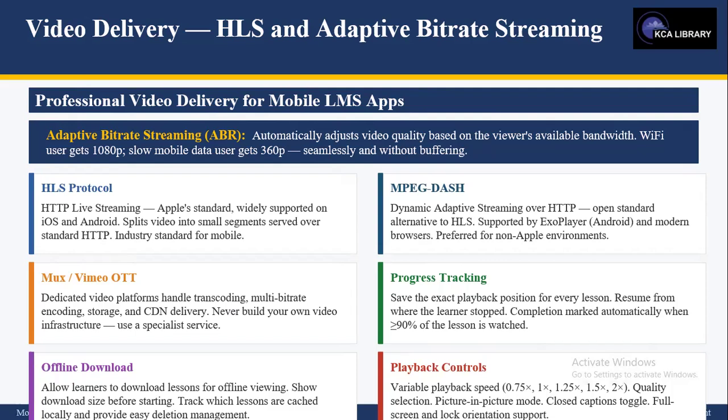Video is often the core of an LMS, and it must be delivered reliably. We use adaptive bitrate streaming, or ABR, to automatically adjust video quality based on the user's available bandwidth, preventing buffering. The industry standard is HLS, HTTP Live Streaming, which is widely supported on both iOS and Android. Note that you should never attempt to build your own video infrastructure. Instead, utilize specialist services like Mux, Bitmovin, or Vimeo OTT to handle transcoding and delivery. HLS protocol, Mux video, make sure you utilize them.